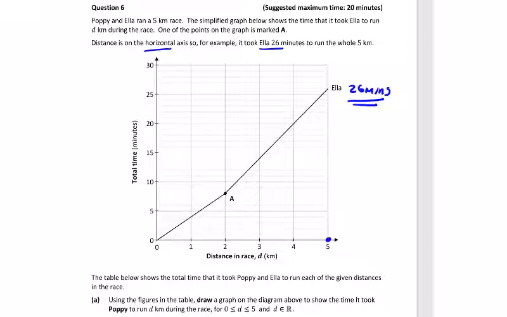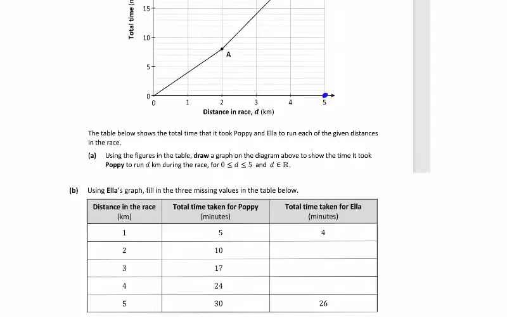So the table below shows the total time it took Poppy and Ella to run each of the given distances in the race. Using the figures in the table, draw a graph in the diagram to show the time it took Poppy to run d kilometers during the race. So here we have Poppy, time in minutes, 5 for the first kilometer. So 1:5 is a point on the graph. 2:10, so 5 minutes again. As you can see, we're going to just give it a linear at 2 certain points. So this will go through here and here. It should be a straight line.